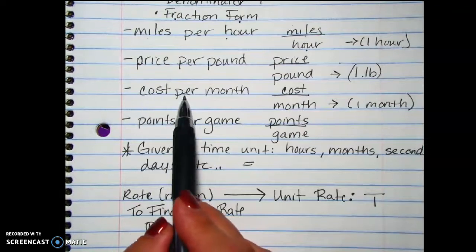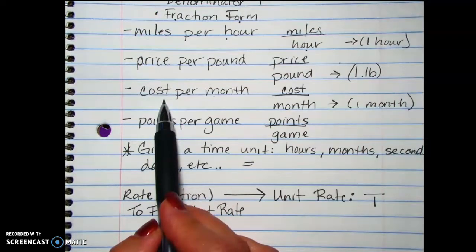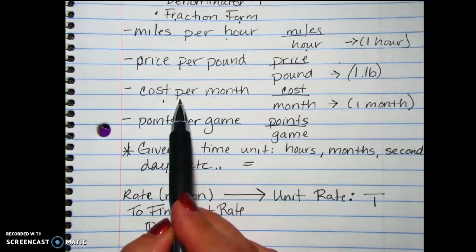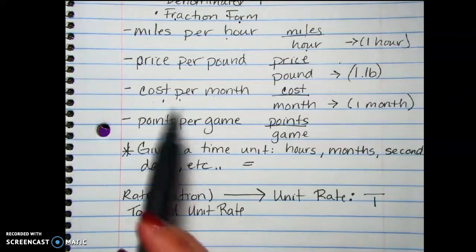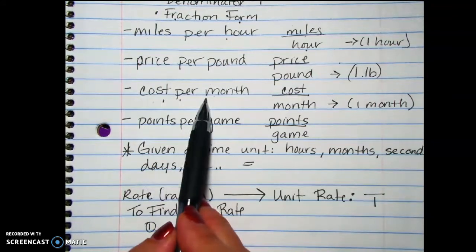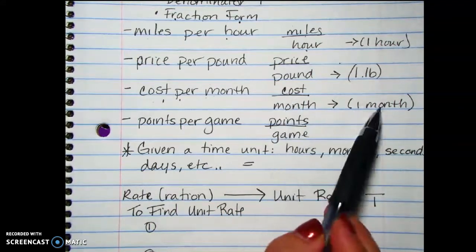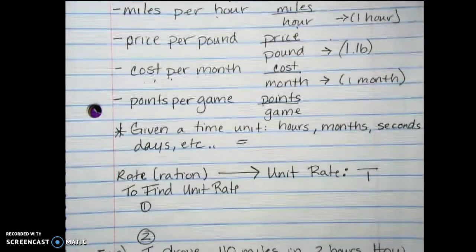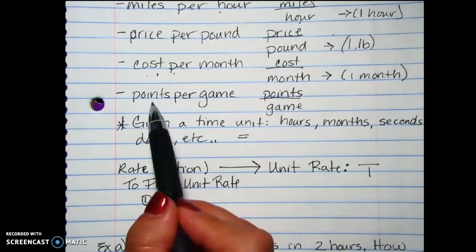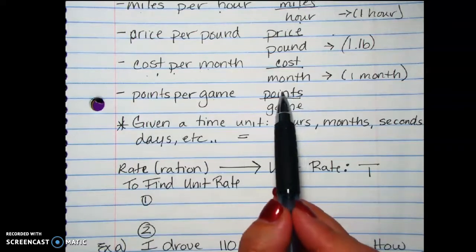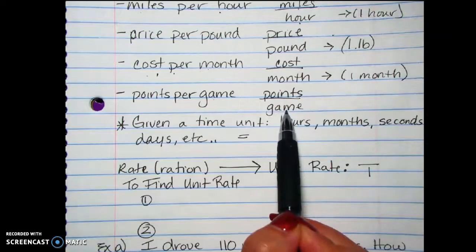Here, I have cost per month. If we're paying rent for our apartment that we live in, or if we're paying our mortgage for the house that we live in, or even if you're paying for your gaming device, whatever it might be. I know I have iTunes, so I pay a cost per month. So it's cost per month, per 1 month. And for all of those sports fans out there are points per game. A lot of times people talk about how many points an individual player might make. So we have points per game, per the one game, okay?